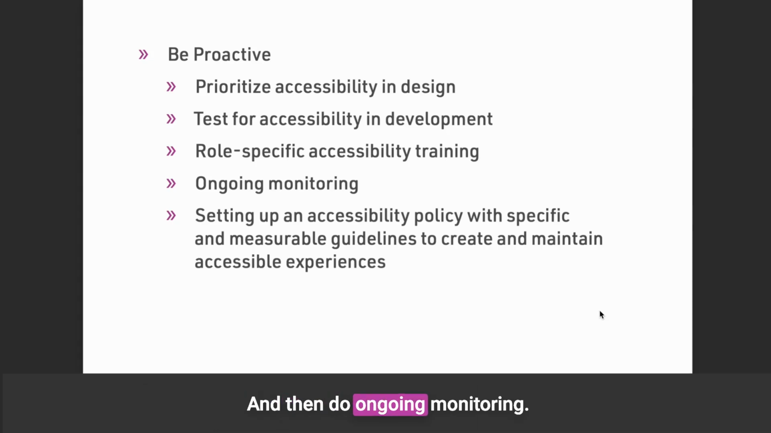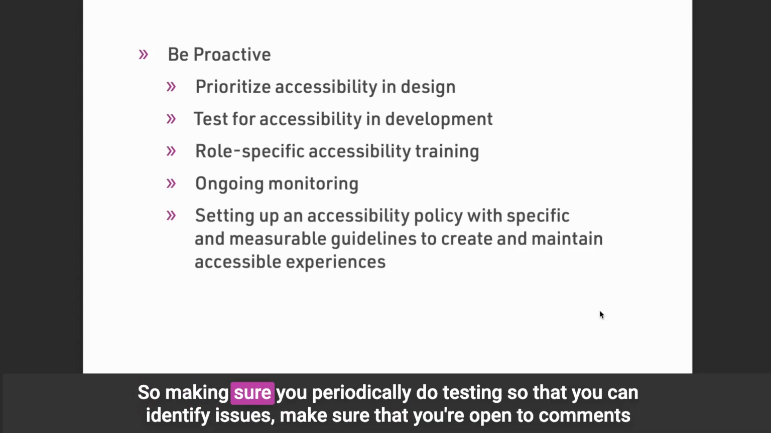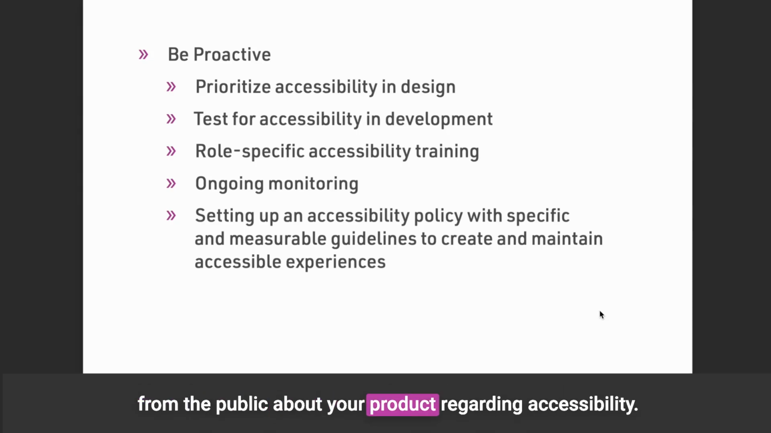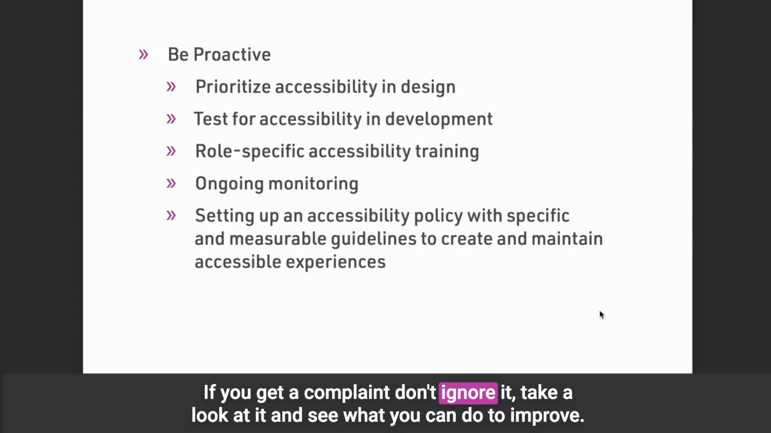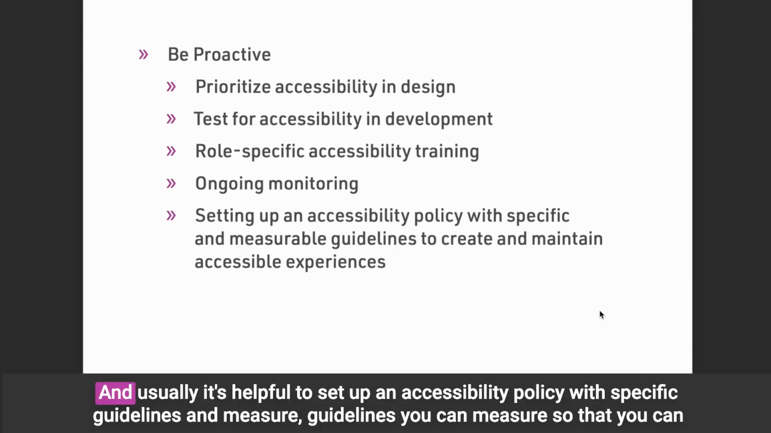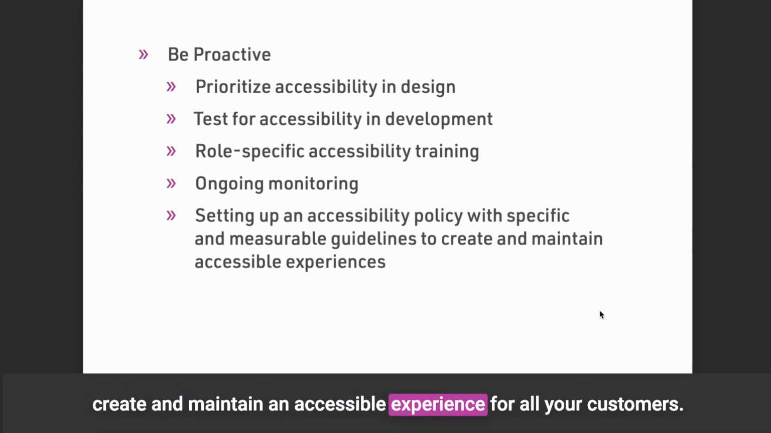And then do ongoing monitoring, so making sure you periodically do testing so that you can identify issues. Make sure that you're open to comments from the public about your product regarding accessibility. If you get a complaint, don't ignore it. Take a look at it and see what you can do to improve. And usually it's helpful to set up an accessibility policy with specific guidelines you can measure so that you can create and maintain an accessible experience for all your customers.